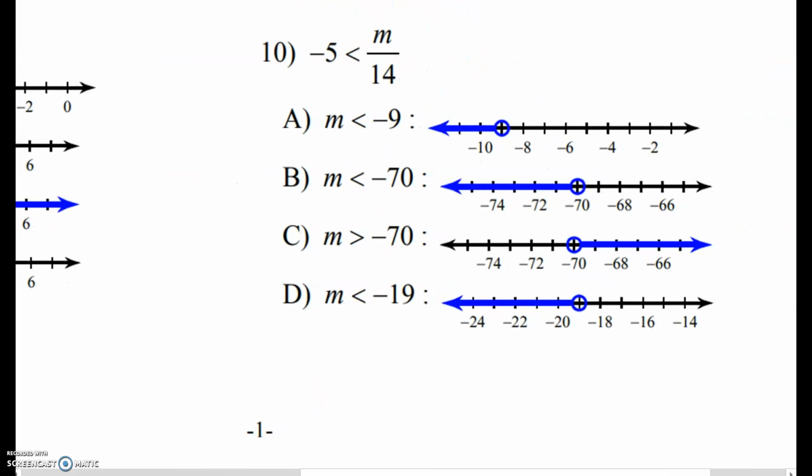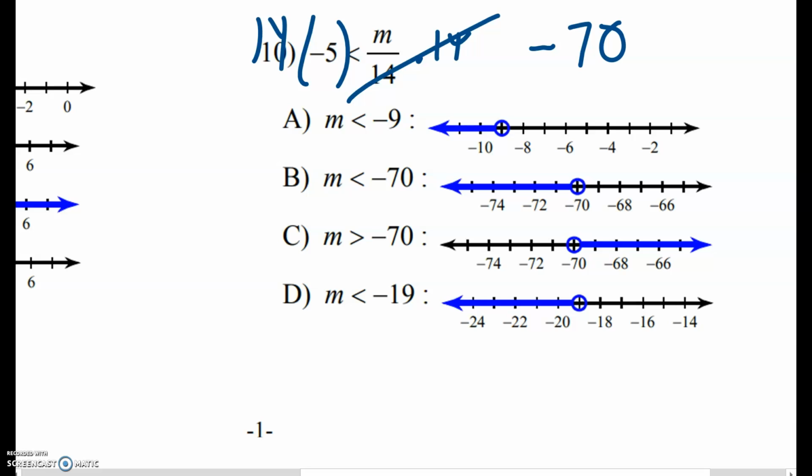How would you get rid of that 14 that's in the bottom so that m is by itself? You would just multiply both sides by 14. 14 crosses out. What we get is negative 70 is less than m. So we know that our answer has to deal with negative 70. So we know it can't be this one or this one.